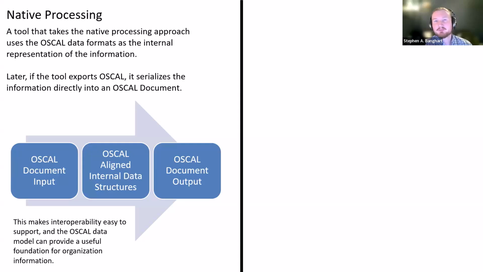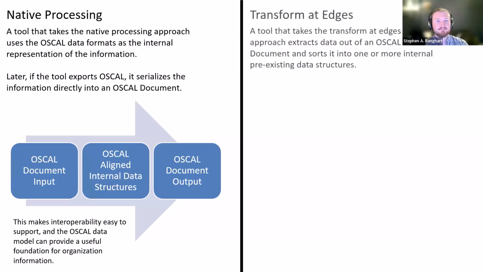Taking this approach makes interoperability really, really easy. Even if at the time of implementation, you're thinking, I don't know if I'm going to be sharing my information with external people. I don't know if I need to have this interoperability component. Approaching your internal data structures in the OSCAL aligned way makes it really easy to add interoperability later.